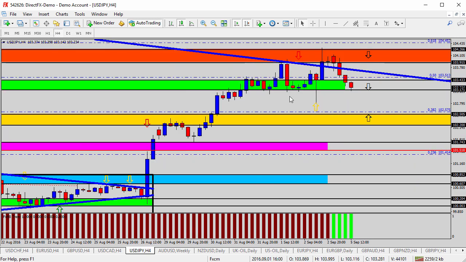4-hour time frame. There it is right there. There's your little green shaded area right here. Let me pull that over as well. It will need to break out underneath there. If it does, opens and closes underneath there, I definitely think we're back down into the low 102s. But it has to do that before that happens.